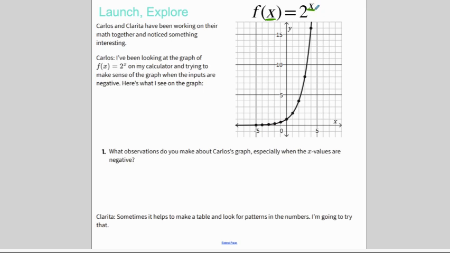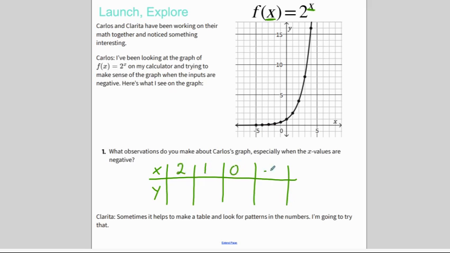And what it's asking us to do is, okay, what observations do you make about Carlos's graph, especially when the x values are negative? Well, let's just think about a quick table here. So I got x and I got y. And let's put a few numbers in. So if I start, I'm going to say x is 2, then 1, then 0, then -1 and -2.